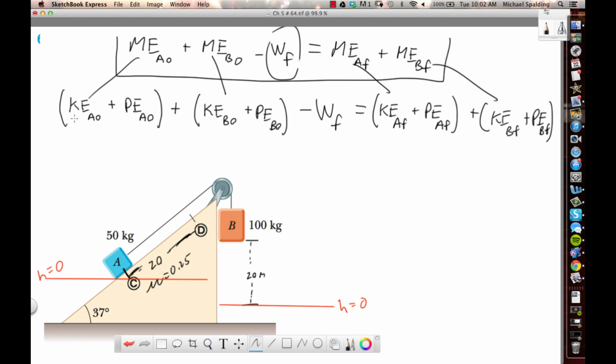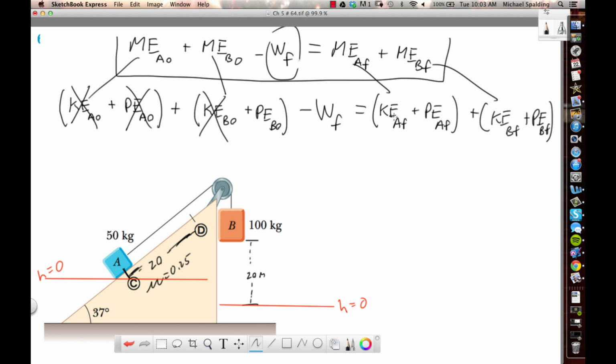All right, so let's go through the energies now. Do we start with kinetic for object A? No, why not? Everything starts from rest. Does object A start with potential energy? No, why not? Object A starts on the 0 point. So no potential A. Object B, does it start with kinetic? No, it goes to 0. Does object B start with potential? Yeah, it's above the 0 point. Then we got our work of friction.